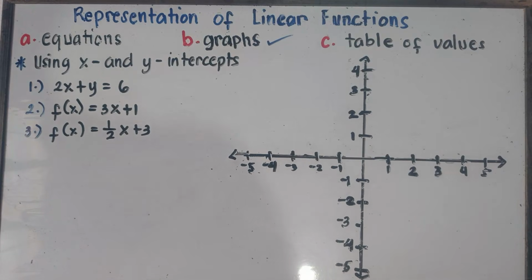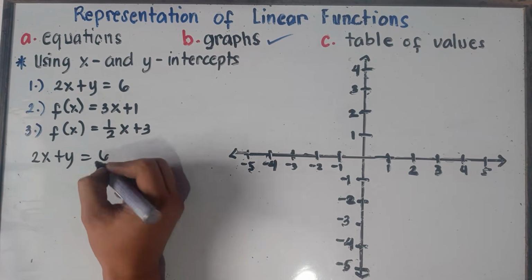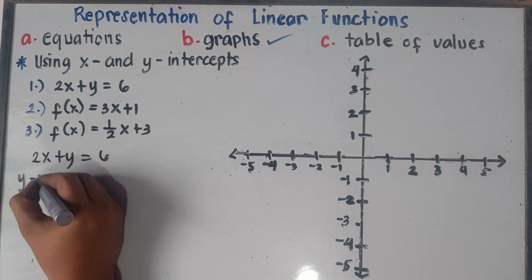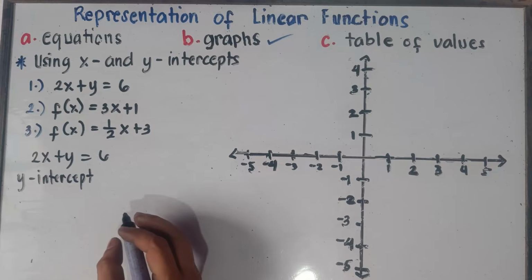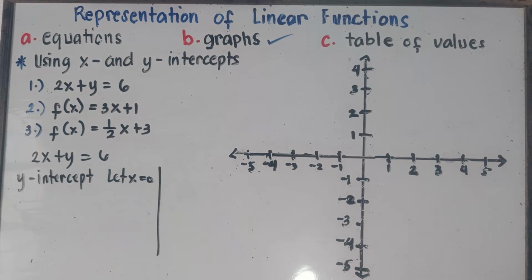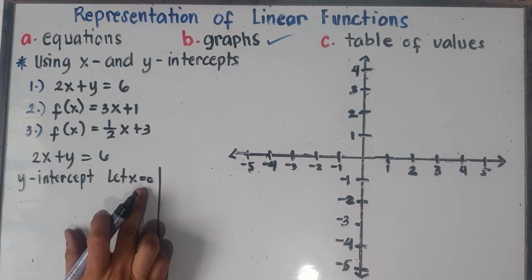Let's start with example number 1. We have 2x plus y equals 6. Now, the first thing that you need to do, class, is get the y-intercept and then the x-intercept. Now, to get the y-intercept, you let x equal to 0. So simply substitute the value of x, that would be 0.